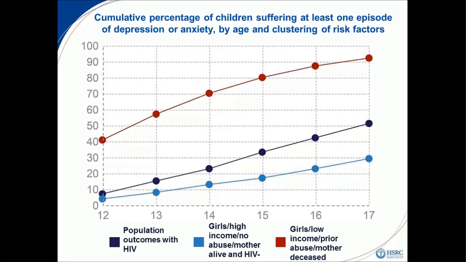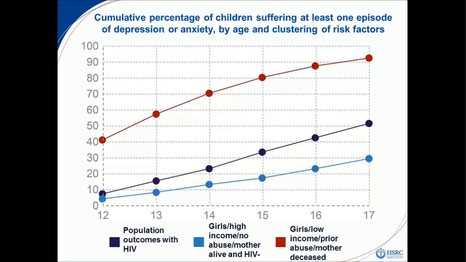The bottom line here shows the cumulative percentage of children suffering at least one episode of depression or anxiety by age. And the bottom line is for girls in a high income setting, who've never suffered abuse, and whose mother is alive and HIV negative. And so you still see there a significant chance that a girl will suffer at least one episode, so looking to about 30% by the end of their 17th year.